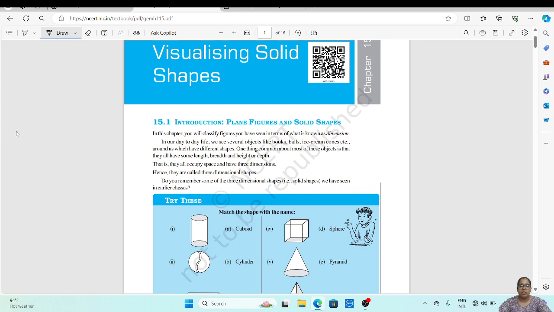So, visualizing solid shapes. We know that there are different types of shapes: circle, triangle, rectangle, square. There are different shapes in geometry. Today we will see what are 2D and what are 3D shapes. So what do we understand by 2D and 3D shapes?